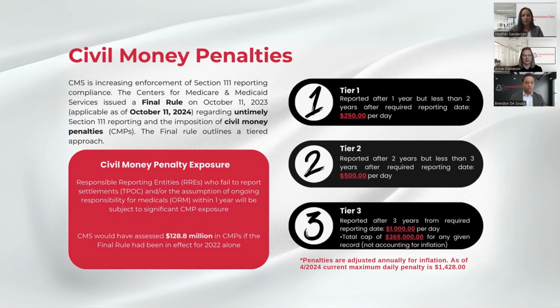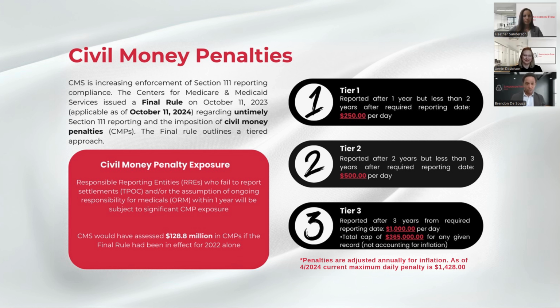And civil money penalties, of course, penalize responsible reporting entities for improper Section 111 reporting practices, specifically timeliness: untimely reporting of the TPOC, that is essentially untimely reporting of a settlement involving a Medicare beneficiary, and also the untimely reporting of the acceptance of ORM, ongoing responsibility for medical. So specifically, if you are an RRE as an organization and it takes you longer than 1 year to report the TPOC or to report the acceptance of the ORM, you are going to be subject to an audit.